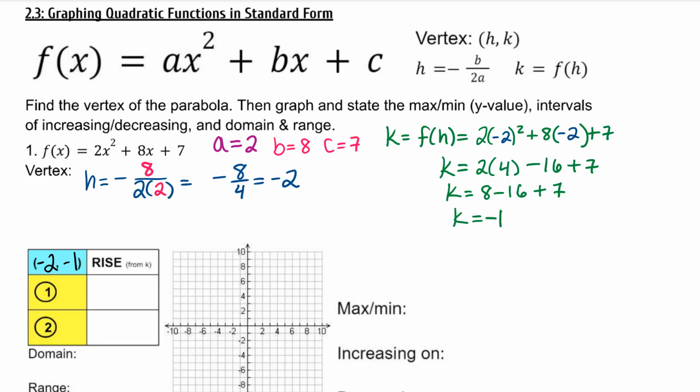Remember, a gives us the rise, so the rise 1 unit away from the vertex will be a, which is 2, and 2 units away from the vertex, the rise will be 4 times a, so 8. Graph the vertex and use a to graph the next 4 points.